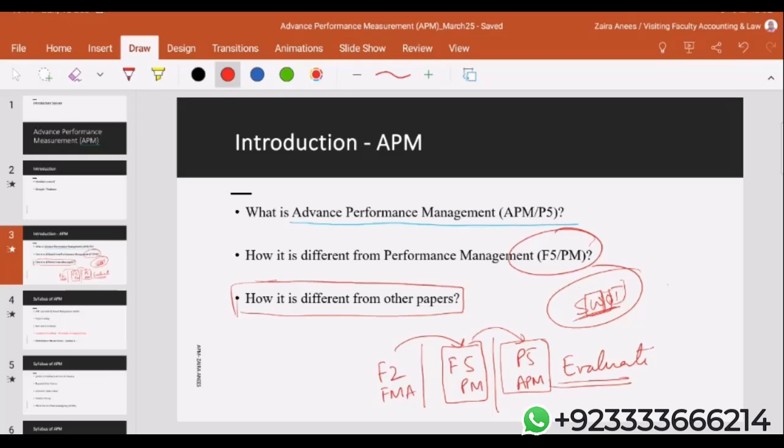So this is a very brief introduction. If I want to summarize the APM paper, you are supposed to act like a consultant, where you have to analyze the situation and give your opinion on how you believe the company may improve its performance, how the company can continue, what strategies the company should use, something like that, right?